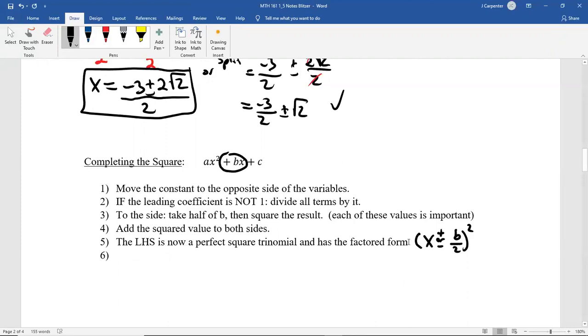All right, step 6. Apply the square root property. That means take the plus or minus square root of both sides and solve.